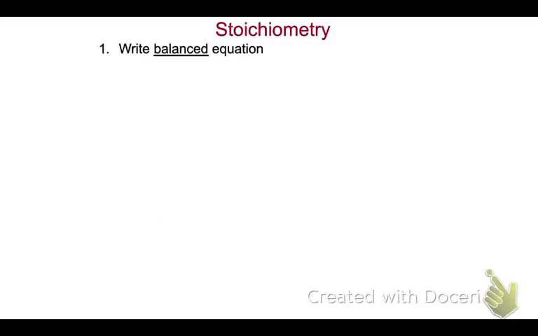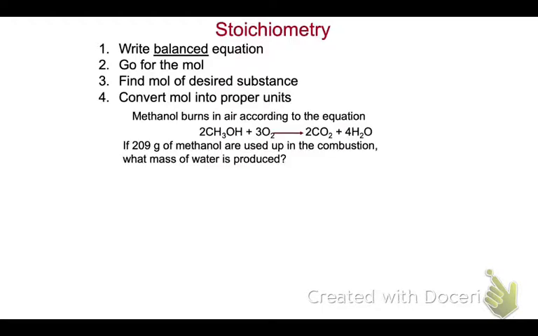Now, first things first, we always need to write a balanced equation. We go for the mole. What does that mean? Mole is the core of your calculation. Stoichiometry depends on what we just mentioned, the mole to mole ratio. So to perform stoichiometry, we have to have the moles. If they give you mass, you convert it to moles. If they give you the number of atoms or molecules, you convert it to moles, and so on. You need to find the moles of the desired substance they are asking about, and then we convert moles into proper units.